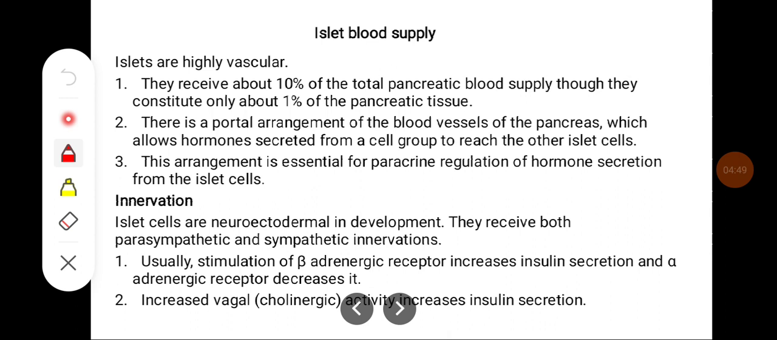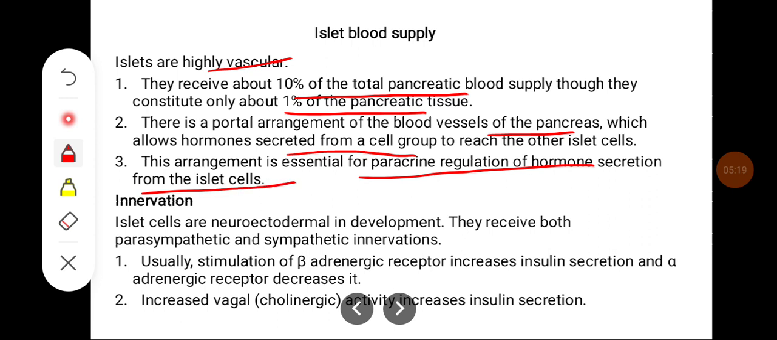Islets are highly vascular. They receive about 10% of the total pancreatic blood supply, and constitute around 1% of the pancreatic tissue. There is a portal arrangement of the blood vessels of the pancreas which allows hormones secreted from the cell groups to reach the other islet cells. This arrangement is essential for paracrine regulation of hormone secretion from islet cells.